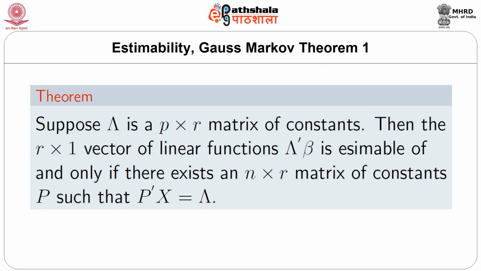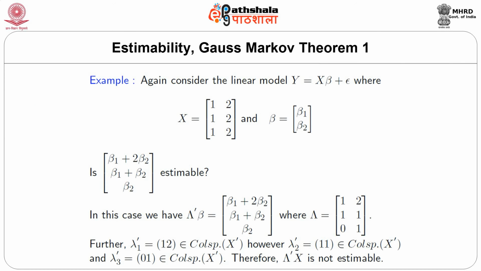How do I know whether some particular linear parametric function is estimable or not? There is a theorem for that. The theorem states, suppose lambda is a p cross r matrix of constants. Then the r cross 1 vector of linear functions lambda prime beta is estimable if and only if there exists an n cross r matrix of constants P such that P transpose X equals lambda.